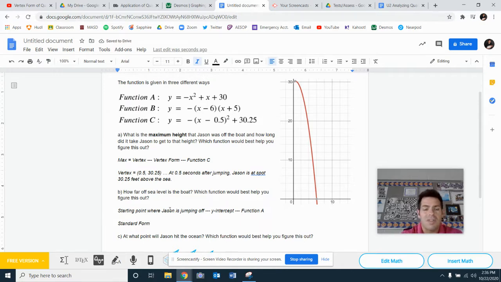In function A, without really doing too much math, we know that the y-intercept would be (0, 30). 30 is the c value there. It is the only constant of the three terms in function A. So the y-intercept would be (0, 30). What that tells us in this problem is that the boat is 30 feet tall off of sea level. That's where there's a deck and Jason's jumping off into the ocean while he's on vacation.